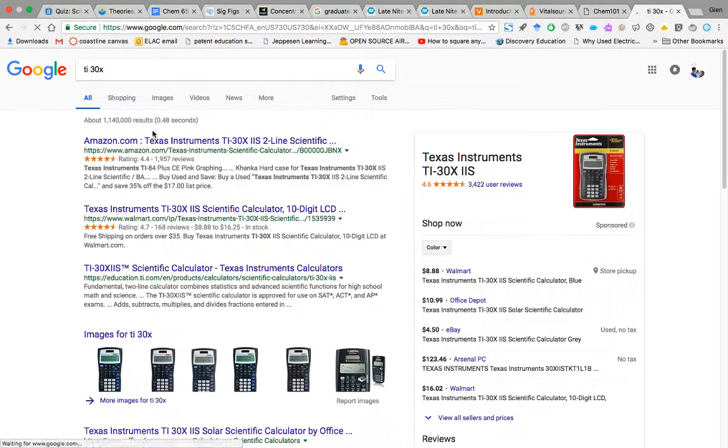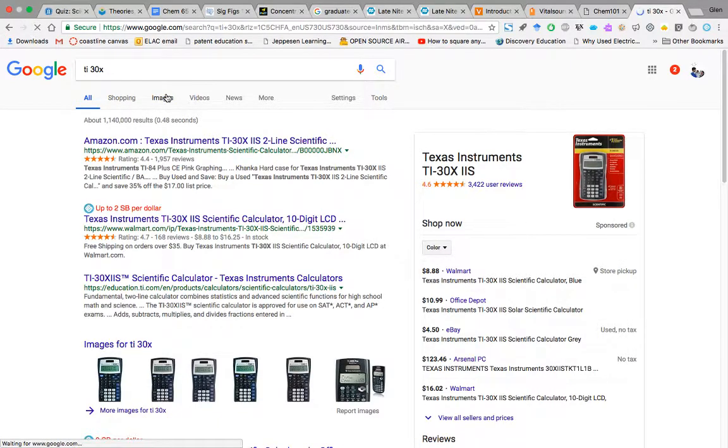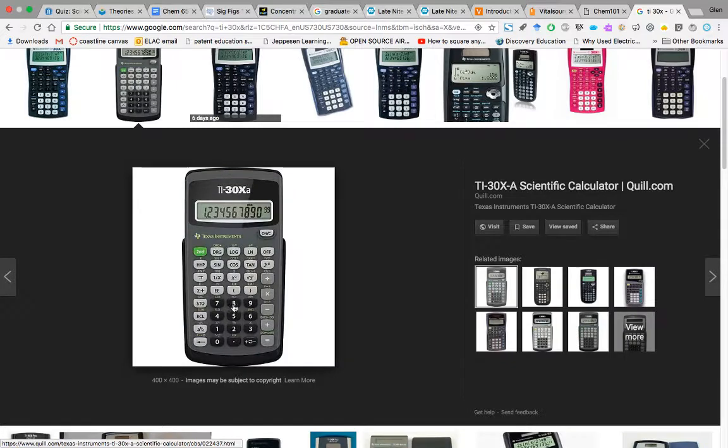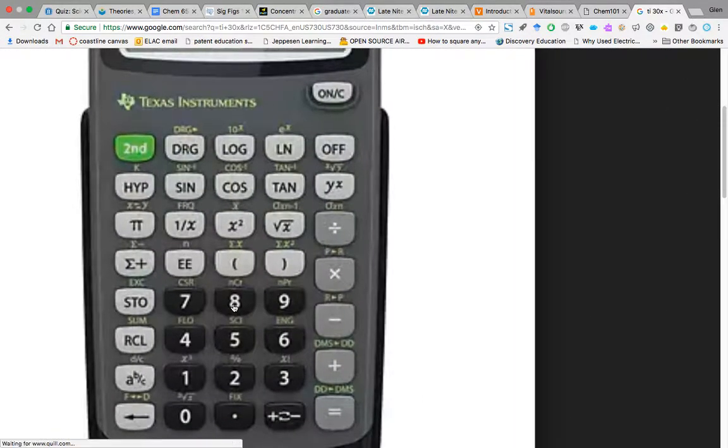I want to show you another model, the model that gives you the times 10 to the power of key, because that is a confusing key, given what I've just said here. Is this one of those? No, this has an EE key. This is ideal because the EE key is by itself. It does not require the second button.